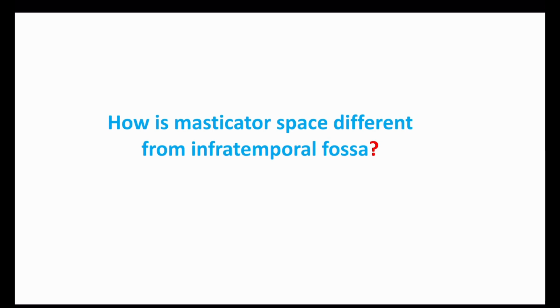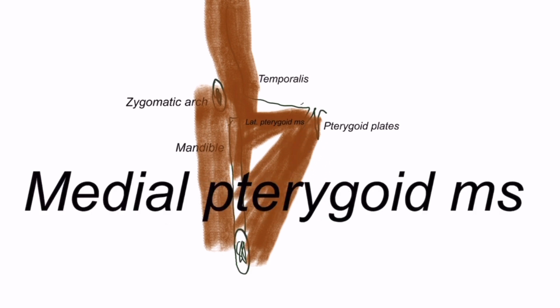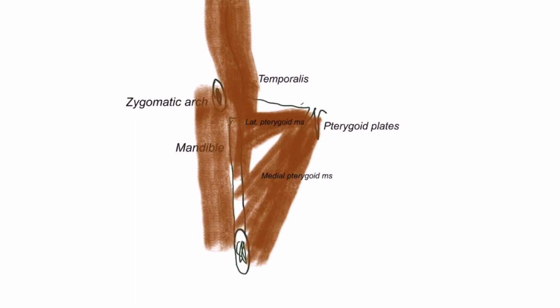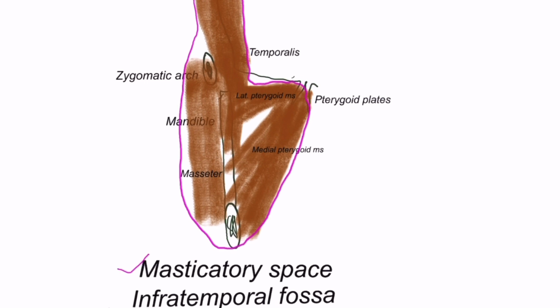How is the masticatory space different from the infratemporal fossa? The muscles of mastication, namely temporalis, lateral pterygoid, medial pterygoid, and masseter, are contained in a space called the masticatory space. This space is a fascia-bound space extending on both sides of the mandibular ramus. Infratemporal fossa is present behind the maxilla and is a part of the masticatory space.